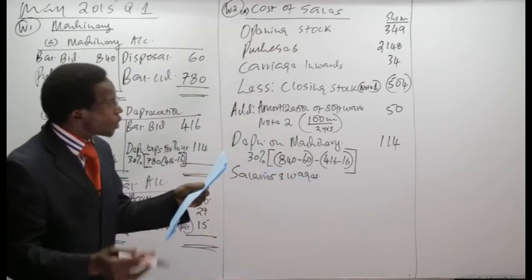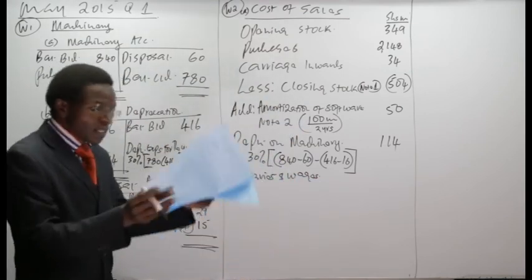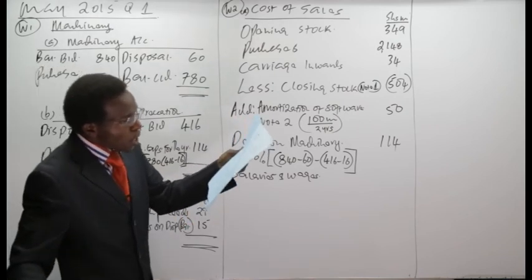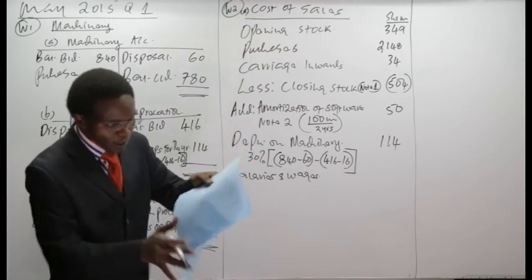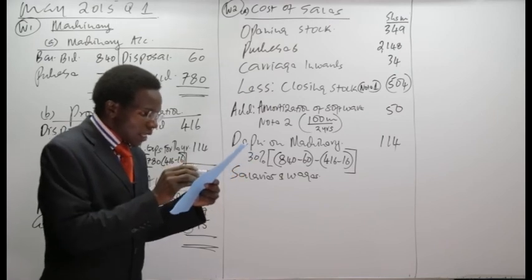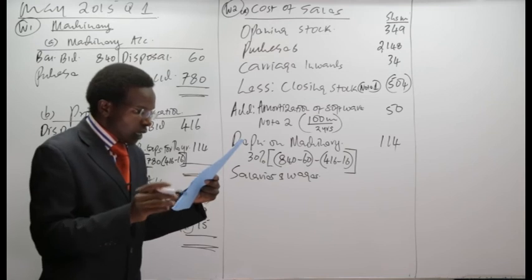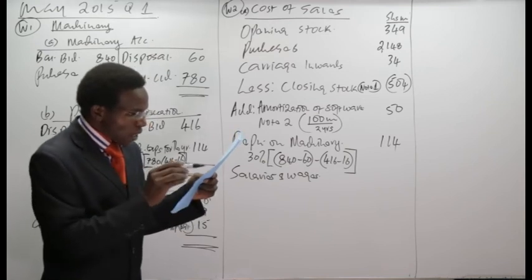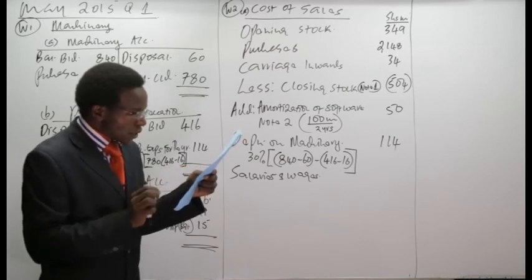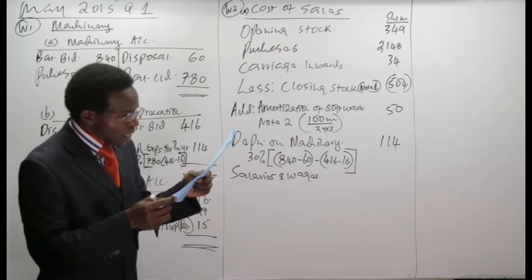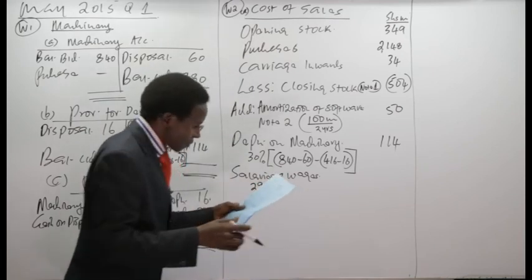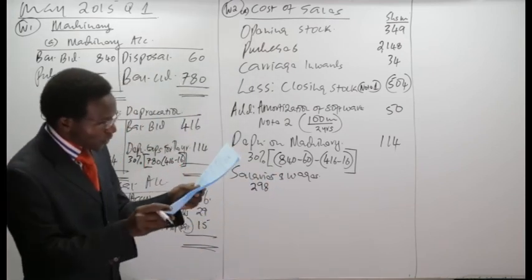Salaries and wages, 40% is cost of sales. This means that we go back to our salaries and wages as per the trial balance. From the trial balance, salaries and wages is 298. But we know that we are taking 40% of that.